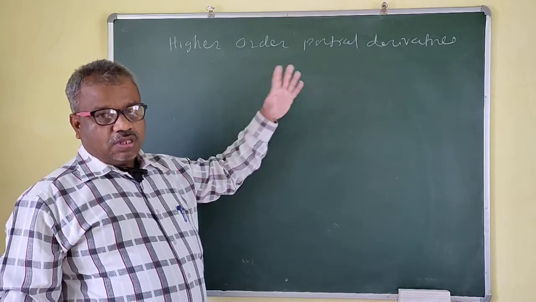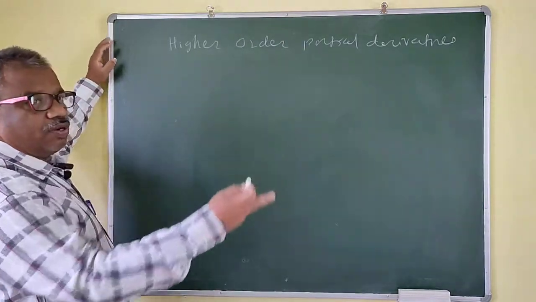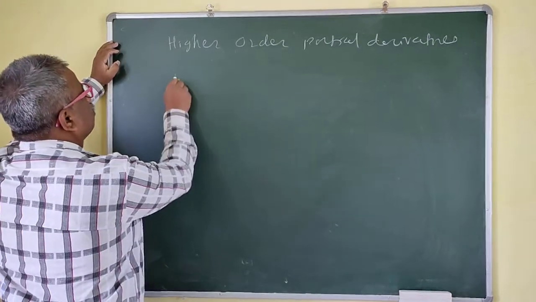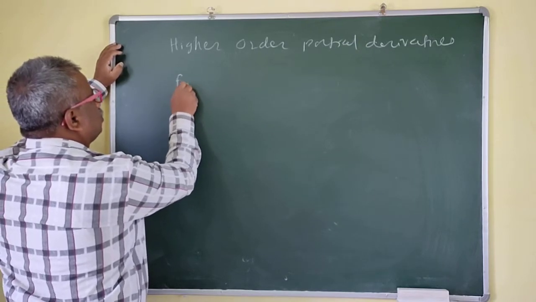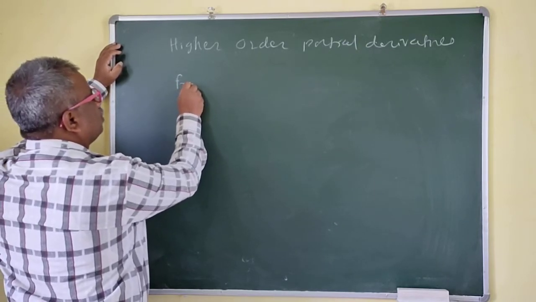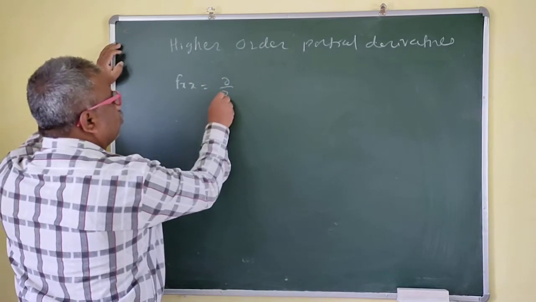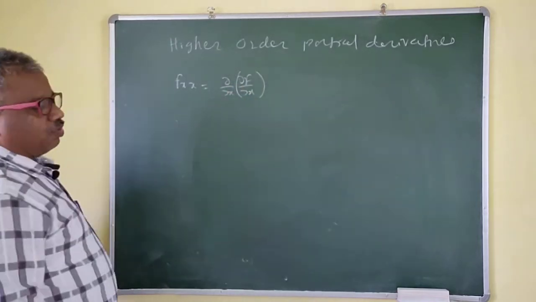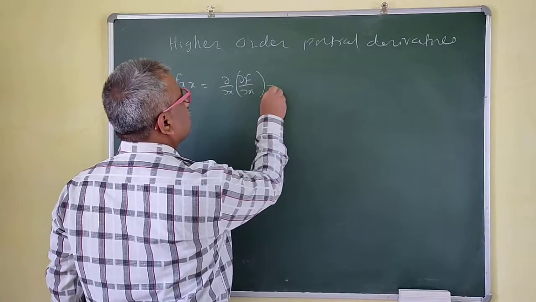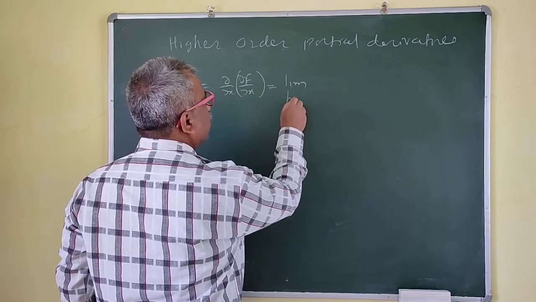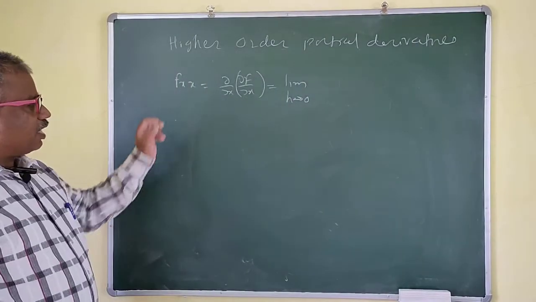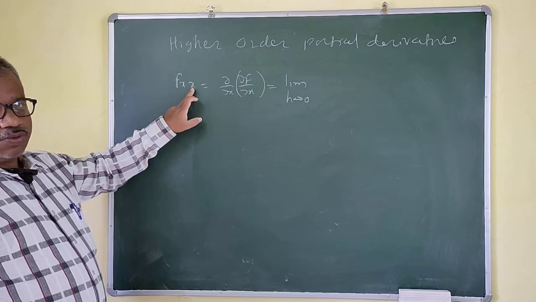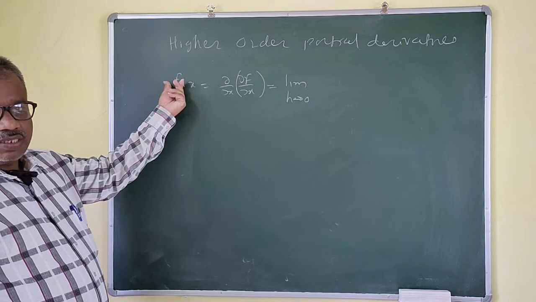That means we have to differentiate the first order partial derivative with respect to x or y partially. Suppose this is your fx, and we want to differentiate this with respect to x now. This is nothing but dou by dou x of dou f by dou x. So we'll write this as a limit. We are differentiating fx partially with respect to x now. Now fx is your f now.